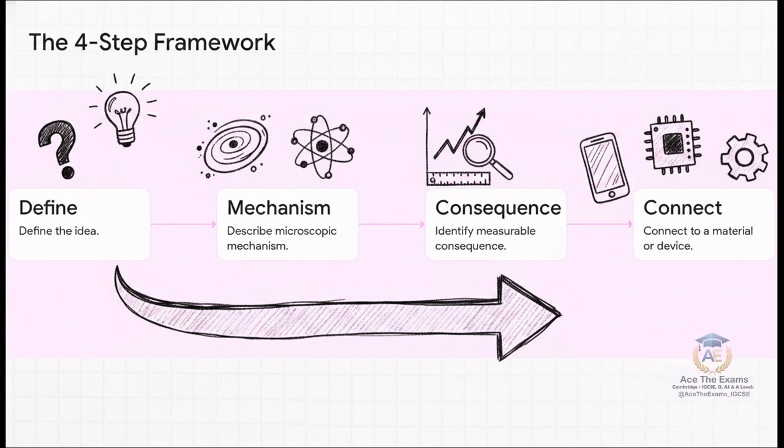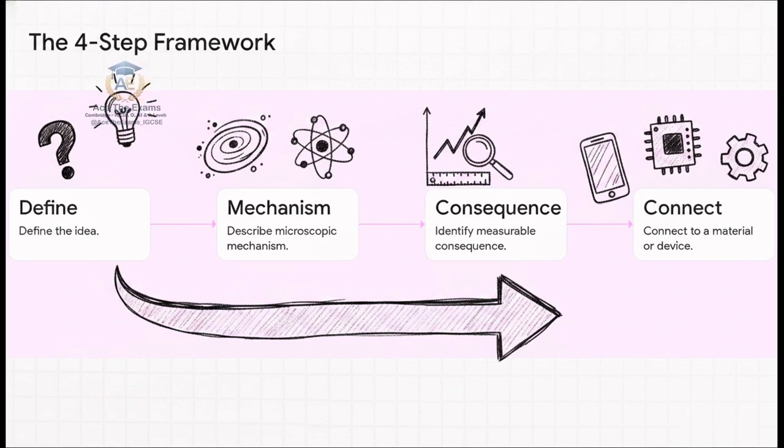It's a 4-step sequence. First, you define the idea. Second, you describe the microscopic mechanism, like what are those atoms and invisible springs actually doing? Third, you identify a measurable consequence on the outside, something we could actually test in a lab. And fourth, you connect it to a specific real-world material or device. But actually, scratch that. Don't start at step 1 when you're studying.